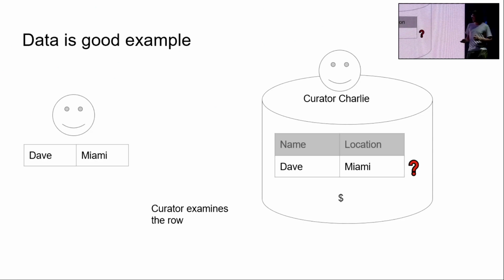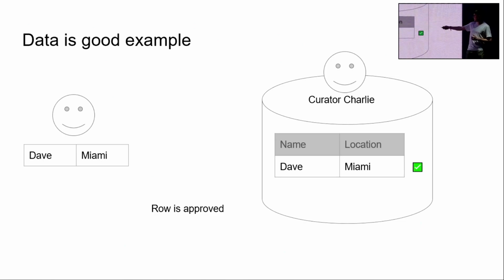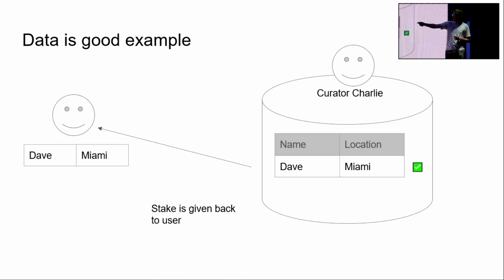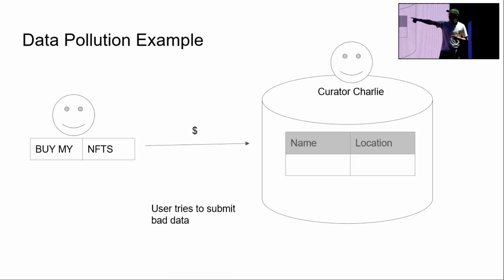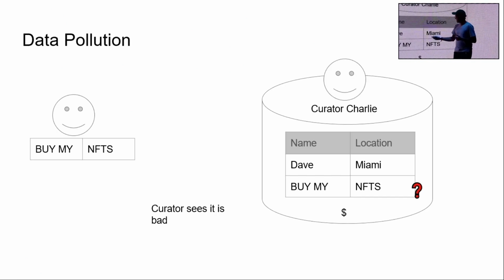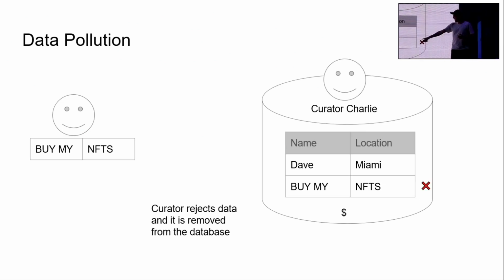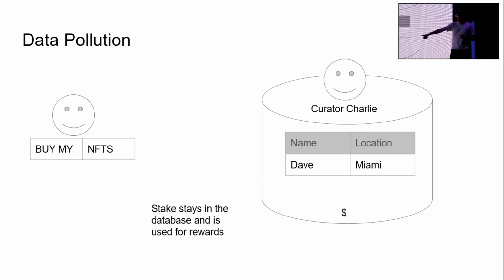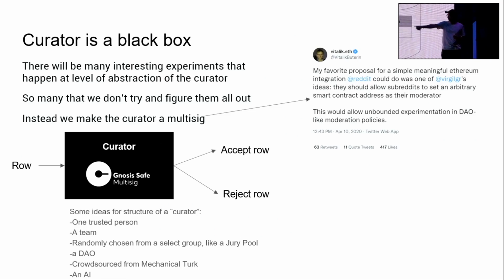So what happens next is the row gets approved, and then the money gets shipped back to Dave. Because the row is approved, he gets his money back. Now let's look at another example. He tries to submit the row "buy my NFTs," which is spam, and it gets submitted here. The row is not approved, but now Dave has lost his money.